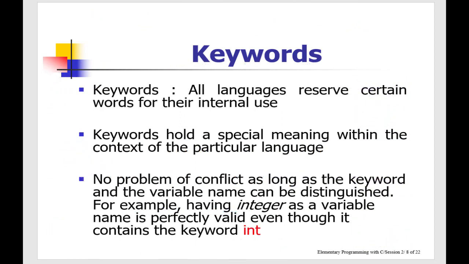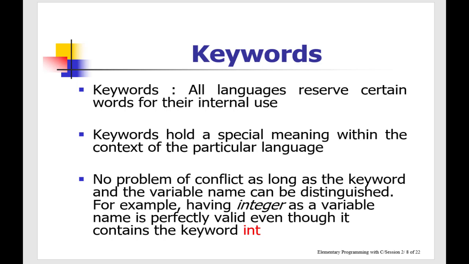A keyword is a word that is reserved by the C programming language for its own internal use. And we looked at this in session 1, if you remember. Keywords hold a special meaning within the context of a particular programming language. There is no problem of conflict as long as the keyword and the variable name can be distinguished. For example, having integer as a variable name is perfectly valid even though it contains the keyword int.